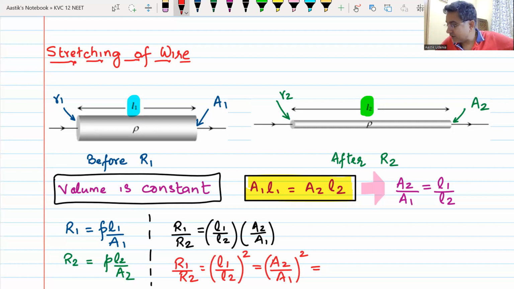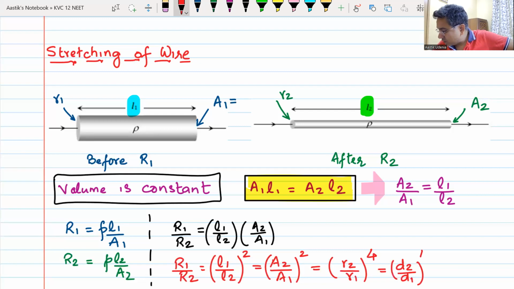What is the area of this wire? If I talk about the cross-section area of this wire, how much will that be? Pi r square, sir. So what is the ratio? A2 by A1 whole square. That was the ratio of resistance 1 by resistance 2. How can I write it in terms of radius of the wire? I can write it as R2 by R1 raised to the power 4. You can also write it in terms of diameter, D2 by D1 raised to the power of 4.